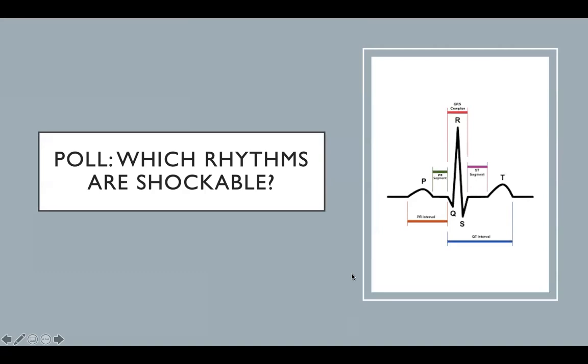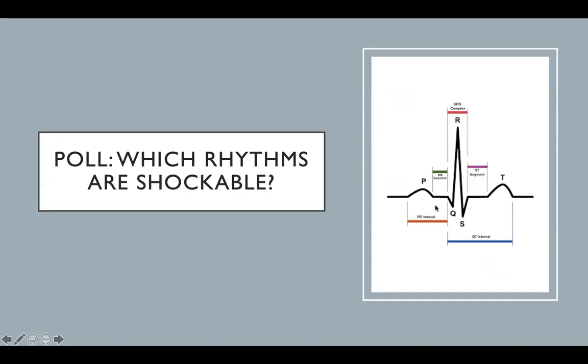And I will share the results. So the shockable rhythms in cardiac arrest are ventricular fibrillation and ventricular tachycardia. That's pulseless ventricular tachycardia. As in the question, it says if detected during cardiac arrest, so with no pulse. Pulseless electrical activity and asystole are the non-shockable rhythms.